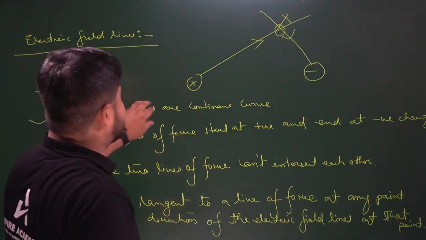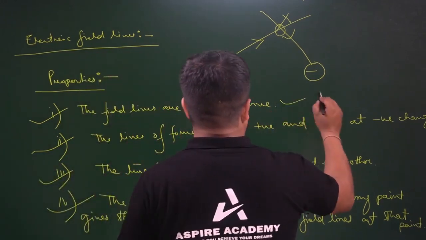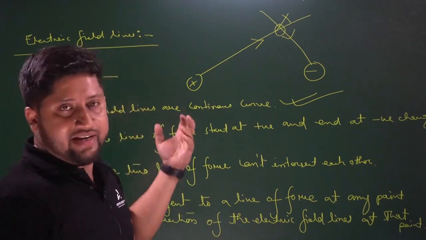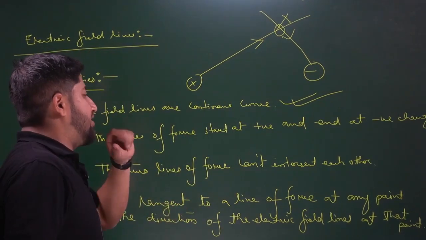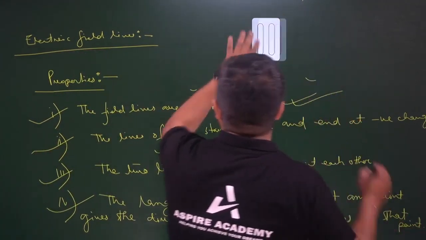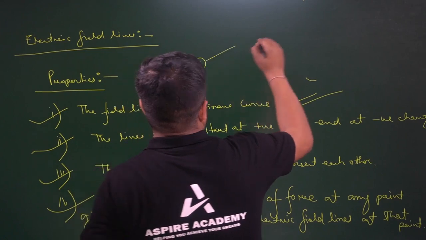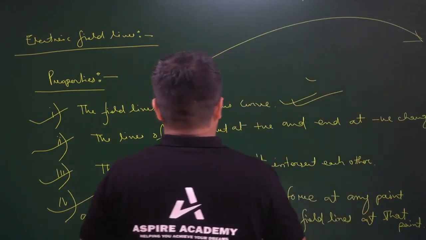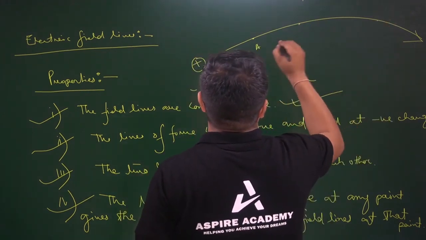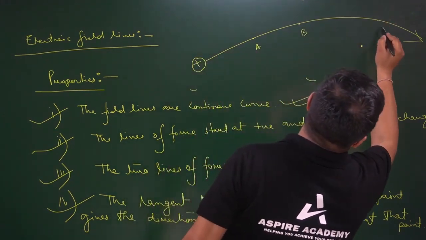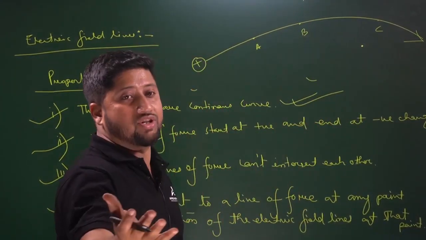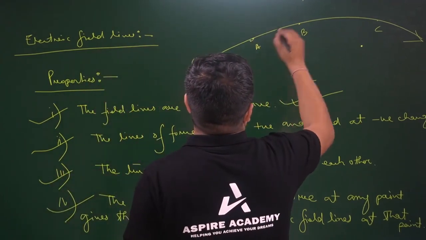So the first one: the field lines are a continuous curve. The field lines start at a positive charge and end at a negative charge, which we have already discussed. Two lines of force cannot intersect because of the tangent of the electric line of force. Suppose for a positive charge the lines of force are like this. Consider three points: this is point A, this is point B, and this is point C. How can we find the direction at A, B and C? We can draw a tangent here.